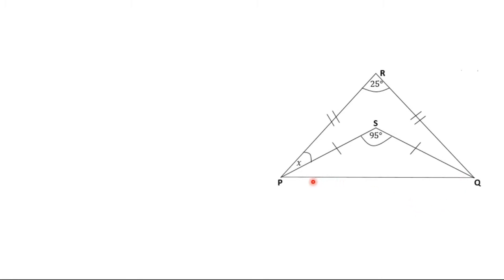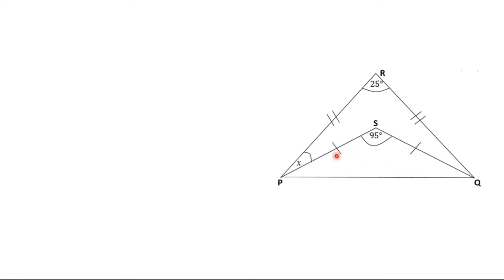Now you see, as soon as I draw this line here, you can see that we have triangle PSQ and triangle PRQ. Let's begin by tackling the triangle inside here, then we move on to the outside triangle. So triangle PSQ is an isosceles triangle.